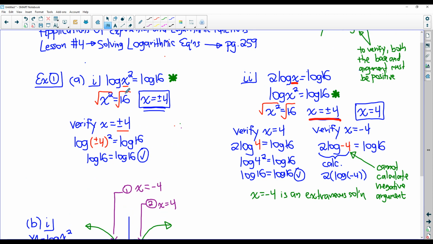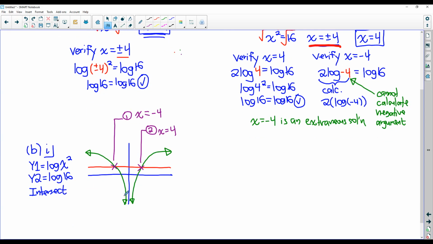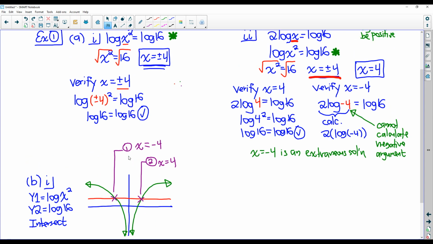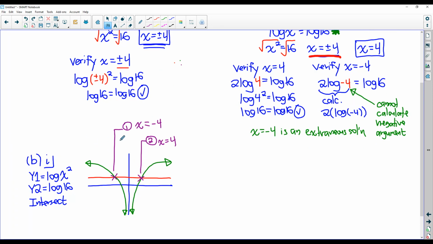Now, if you look at the original equation, typically logarithmic functions only exist to the right of the y-axis, because they can't be equal to 0, they can't be negative. But here, you definitely do have a vertical asymptote at the y-axis. x cannot be equal to 0. But because we're squaring x, you are allowed to have negative numbers. So that's why x equals -4 is a solution that's allowed.